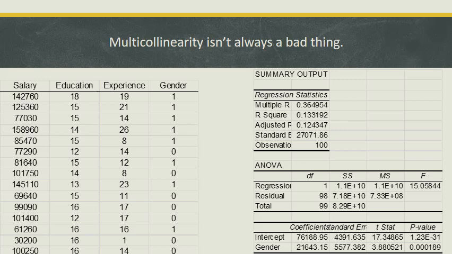The intercept, 76,189, represents the expected salary for women, or when the indicator variable equals 0. And the slope of 21,643 means that men's expected salaries are $21,643 higher than women's expected salaries. That's a big difference, and bad news for the company. It seems like gender discrimination is a big problem, and a lawsuit could be on its way.